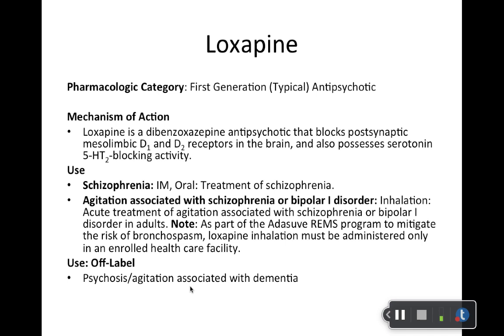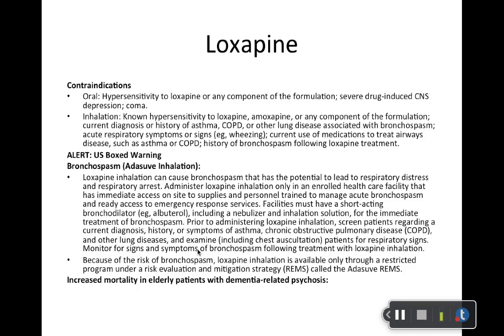Loxapine, another older antipsychotic, can be used for schizophrenia, specifically for acute agitation associated with schizophrenia, and or bipolar 1 disorder. One thing to note too, they do make an inhalation product, but there is a risk of bronchospasm with it, so a specific facility has to enroll and go through paperwork and sign up to do that. They didn't use it at the psych hospital I was at in San Antonio, but it'll be interesting to see what you guys find out on rotations.